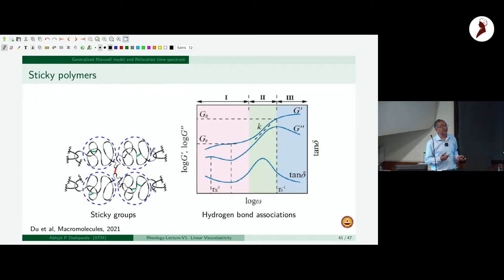And this can get modified if you attach some sticky groups, right? These sticky groups are unlike entanglements, where slippage is possible. These have lifetimes which are longer than what entanglements allow. And so that changes the rheology quite significantly. But they are not permanent crosslinks. Therefore, it's a possibility that you can extend the overall low frequency response to flow-like systems. Yeah, completely.